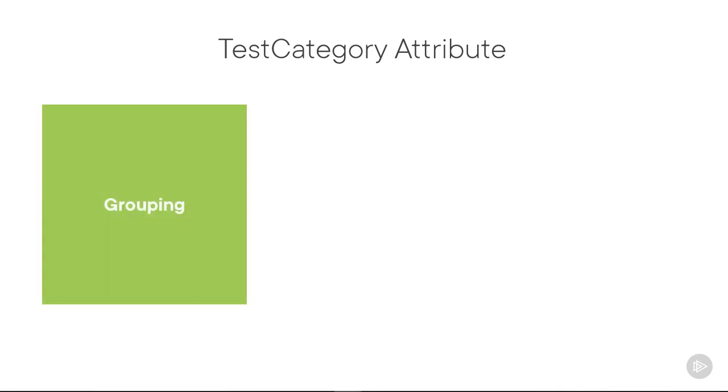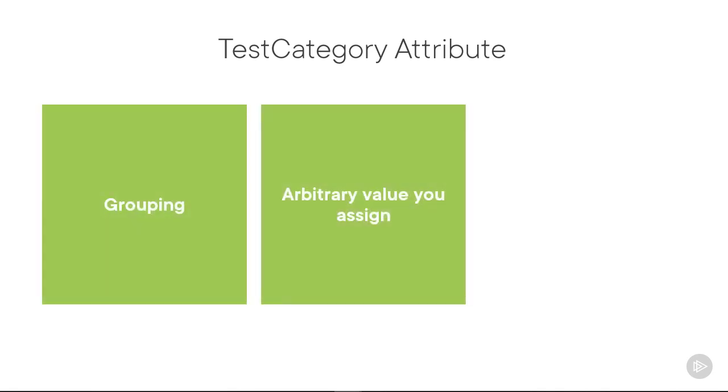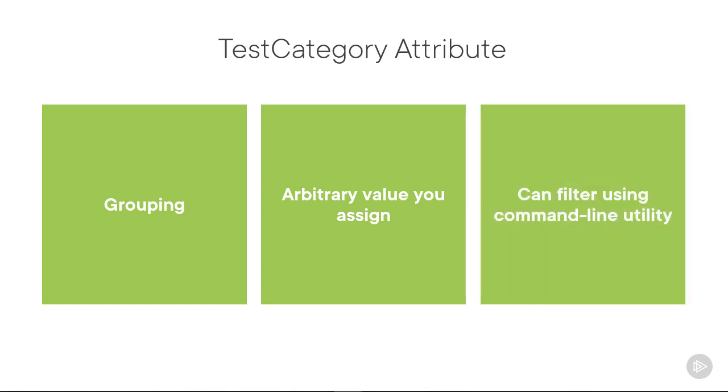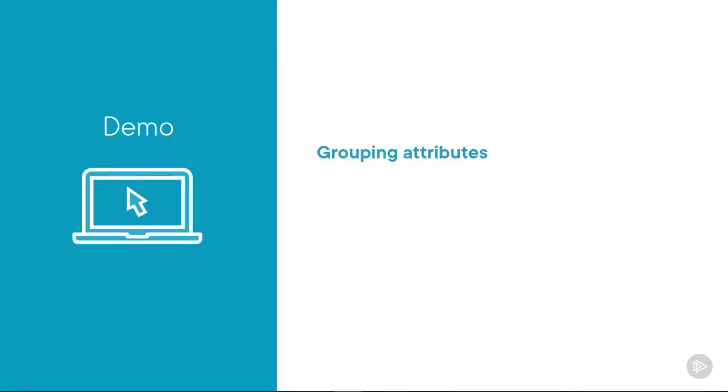Another grouping attribute here is test category. Once again, an arbitrary value that you assign, and just like priority, you can also filter using the command line utility. Let's take a look at these grouping attributes: owner, priority, and test category.